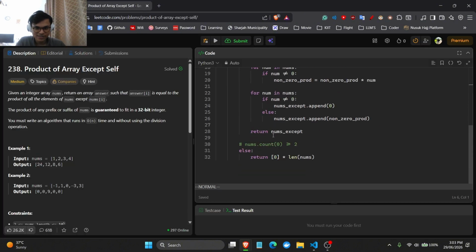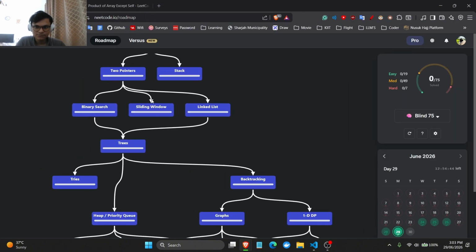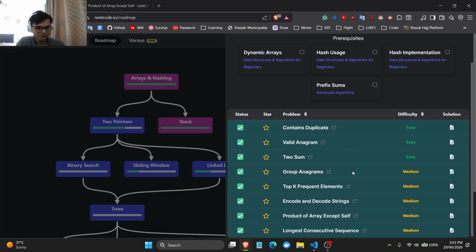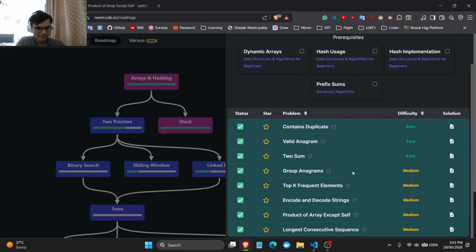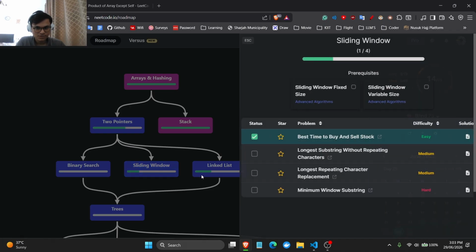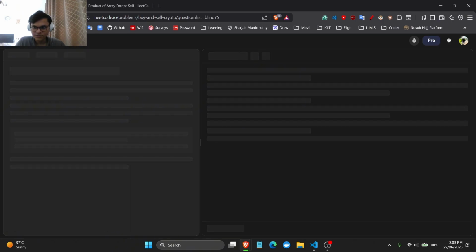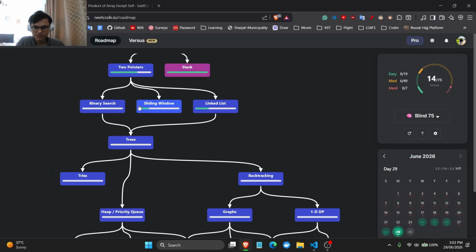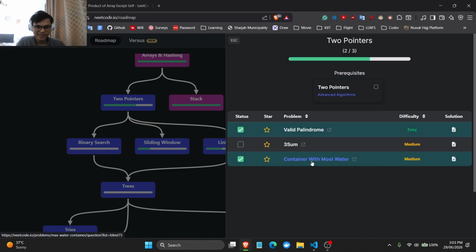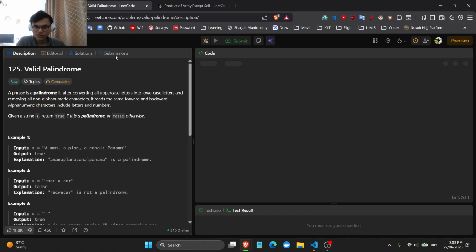Yeah, product of array except itself. Sliding window. Yeah, let's do this question. Let's see if this is on LeetCode as well. 2-pointer container with most water. Valid palindrome. What is this question about?